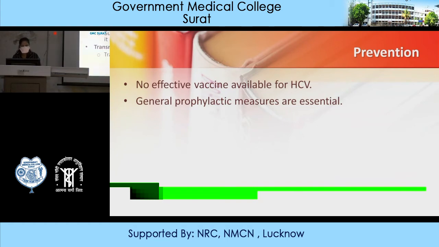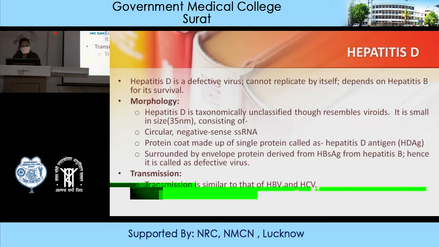Coming to hepatitis D. Hepatitis D is a defective virus, which cannot replicate by itself. So it depends upon hepatitis B for its survival. Morphology: hepatitis D is taxonomically unclassified, though it resembles viroids. It is small in size and consists of circular negative sense RNA.